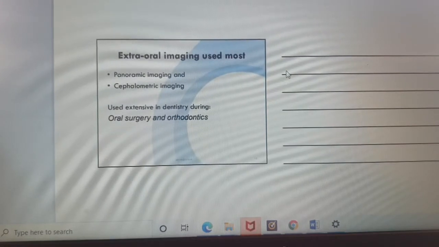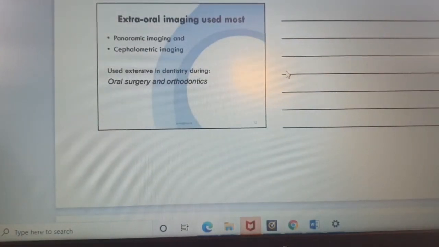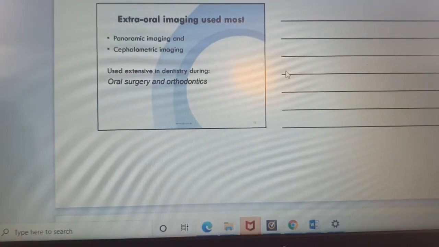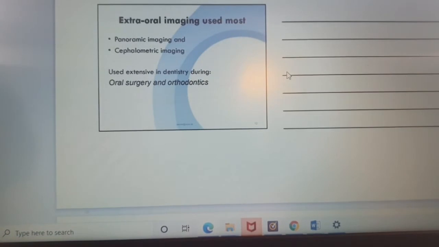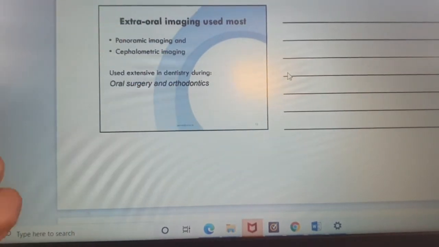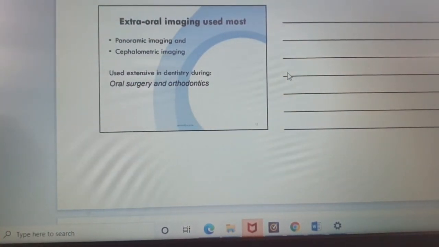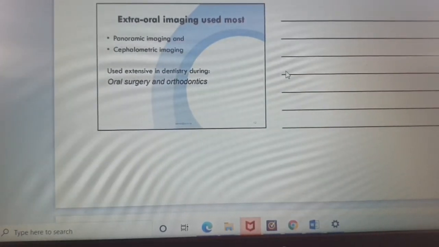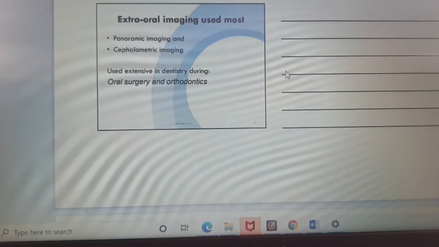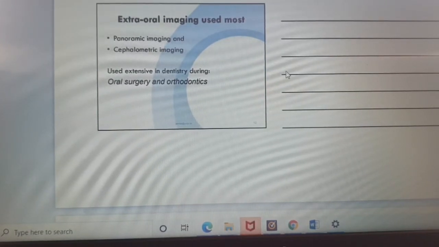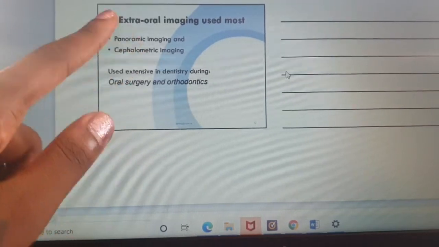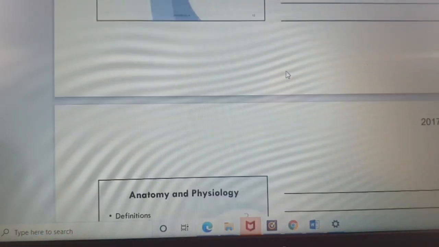So the types of extraoral imaging that are used the most are your panoramic radiographs, as well as your cephalometric radiographs that are used extensively during oral surgery. Like I said, maxillofacial and oral surgery, as well as in orthodontics. Like I had mentioned earlier on, the new technology that's really revitalizing our industry are CBCT x-rays, but they are normally in academic institutions, but they also provide excellent extraoral as well as intraoral imaging. So that's another go-to that will shortly be part of this conversation sometime soon.